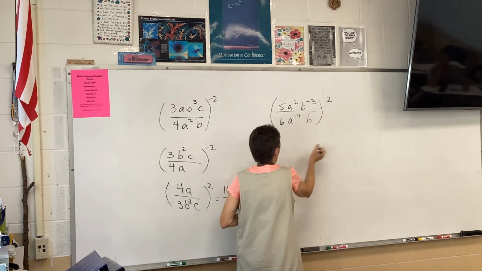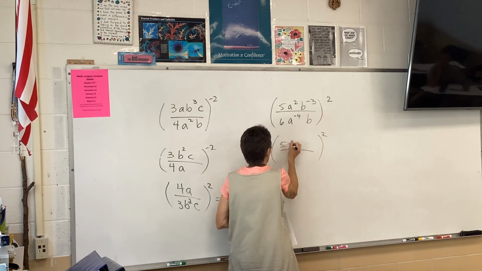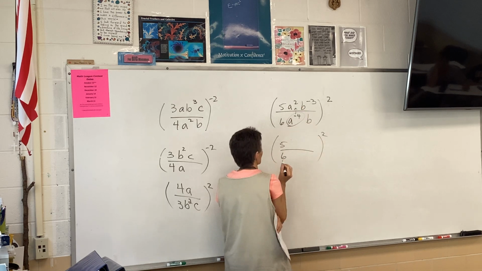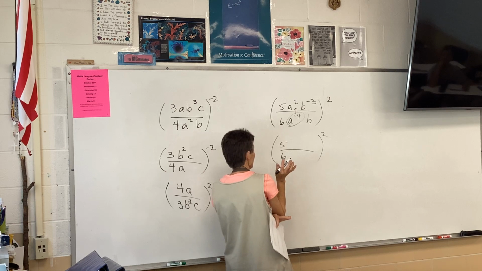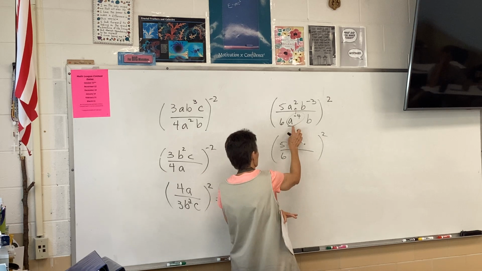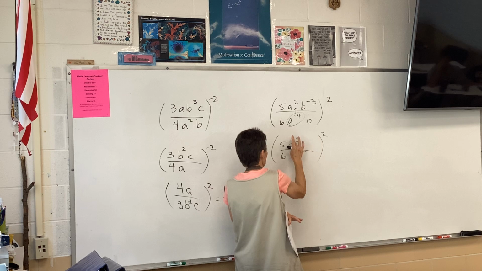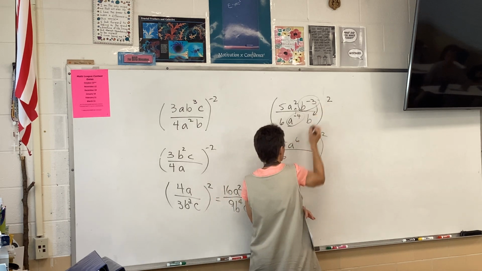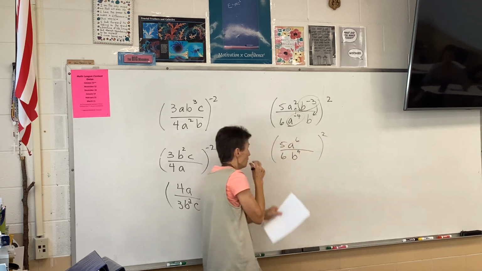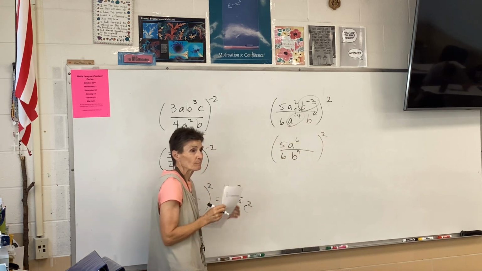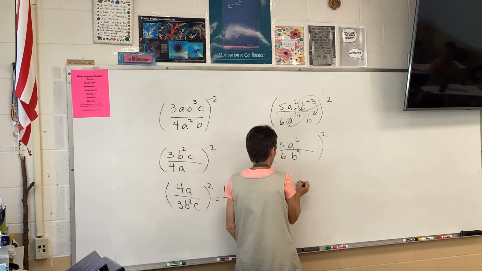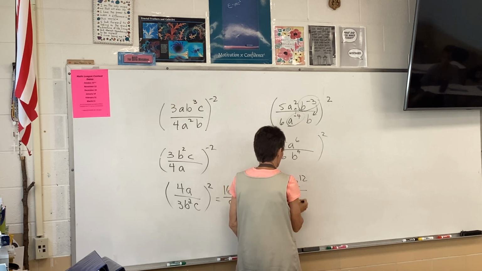All right, so what happens with my A's? These go up, not the whole thing, there's no flipping here. These are going up, and so I've got 6 of them up there. These are coming down, so I've got 4 of them down here. Does that look okay? And now I'll square everything, so I have 25 a to the 12th over 36 b to the 8th.